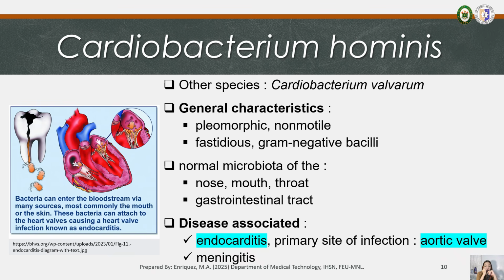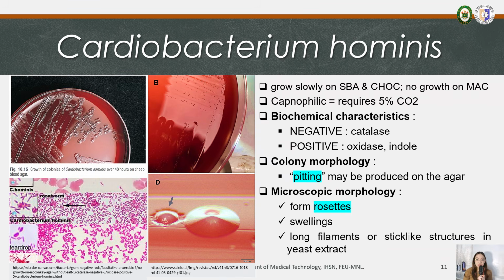Cardiobacterium also causes endocarditis, although it specifically infects the aortic valves. Occasionally, this could also cause meningitis. Cardiobacterium hominis is also capnophilic and will grow slowly on BAP or CAP. Recall time? Recall time. What term do we use to describe slow or poorly growing bacteria? Dysgonic. Okay. So again, Cardiobacterium are capnophilic and dysgonic.